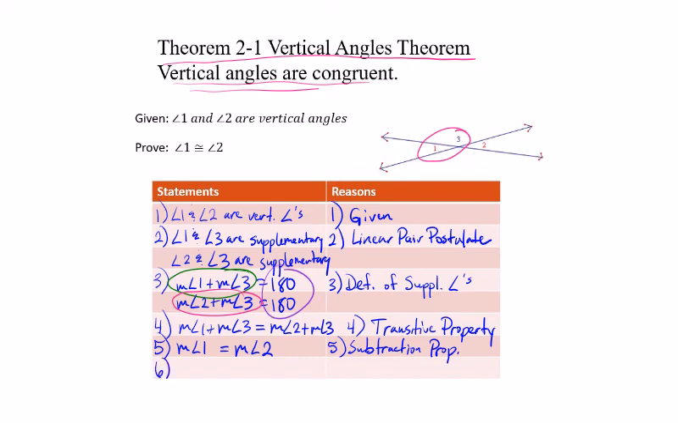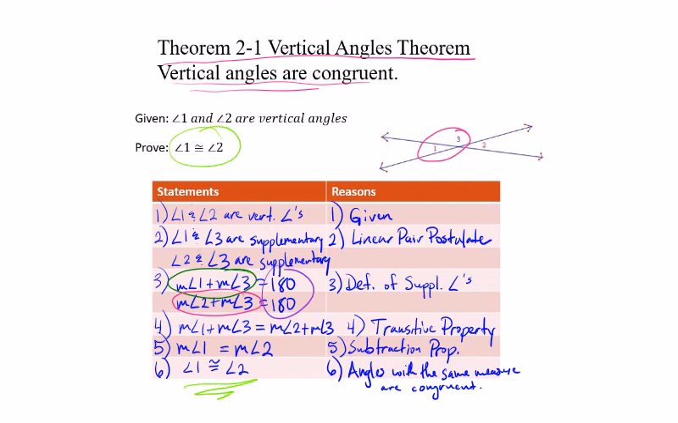Since the measure of angle 1 is equal to the measure of angle 2, angle 1 must be congruent with angle 2 because angles with the same measure are congruent. You could say definition of congruent angles. I'm just going to write out angles with the same measure are congruent. All right, so we just got to our final statement. We got to our endpoint, and so we proved that vertical angles are congruent.